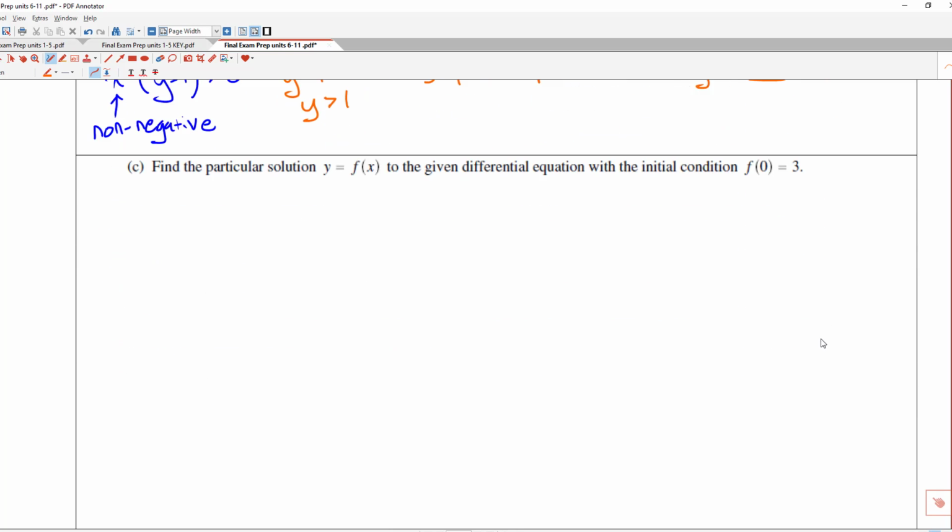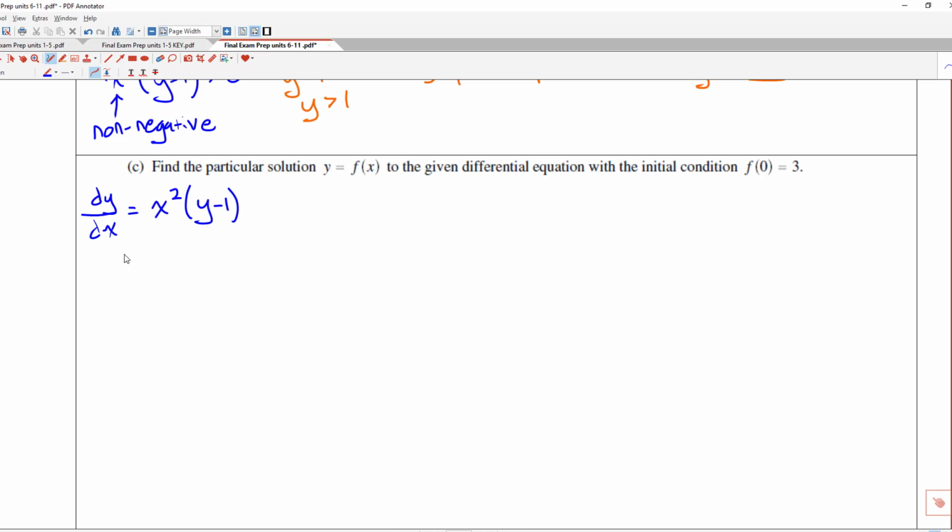Part C, okay, so this is where the bulk of the points come from, because you're finding the particular solution. Whenever you see the particular solution, that means we're going to do our 4 steps: separate, integrate, evaluate, and isolate. So let's start it off. What is our dy dx again? I'll just rewrite it.